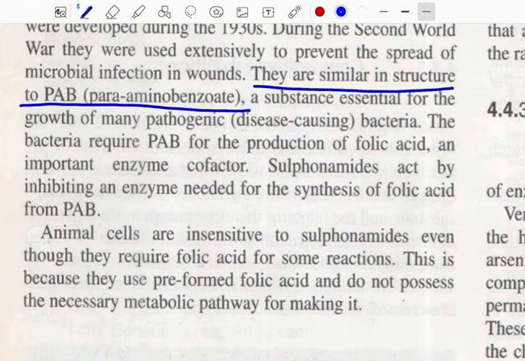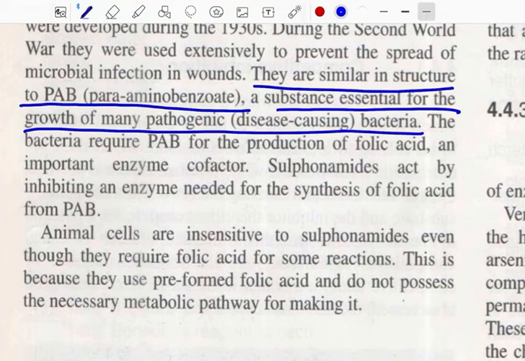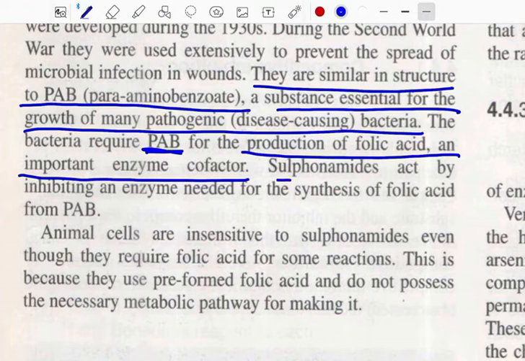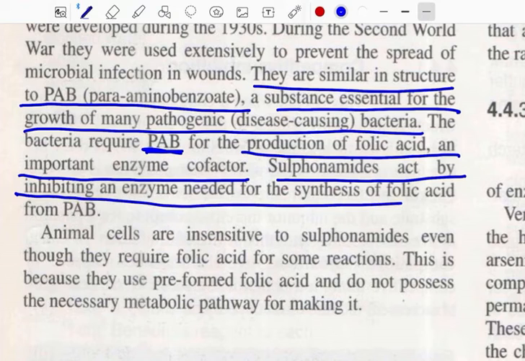para-aminobenzoate. This substance is essential for the growth of many disease-causing bacteria. The bacteria need this compound for the production of folic acid, an important enzyme cofactor. तो अगर हम sulfonamides देंगे, तो sulfonamides will act by inhibiting the enzyme that is needed for the synthesis of folic acid from PAB. Now, as AS students, you don't need to go into so much detail कि sulfonamide किस चीज़ के लिए चाहिए और वो चीज़ किस चीज़ के लिए चाहिए.